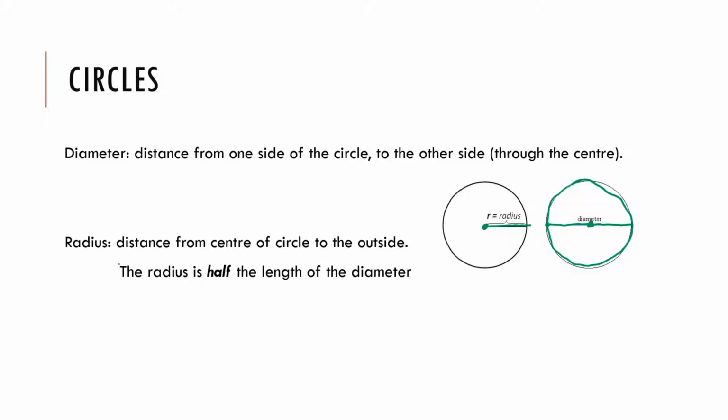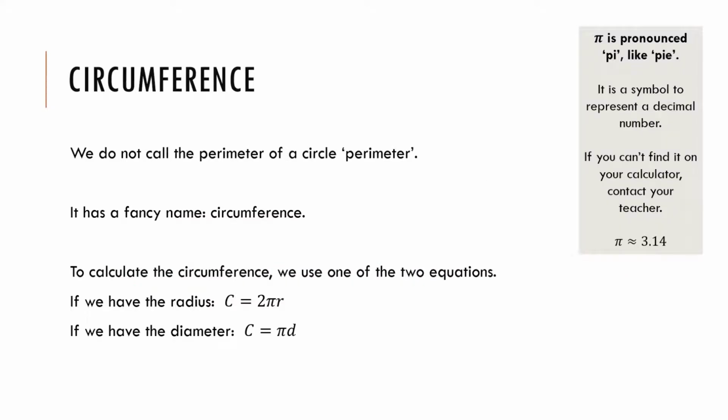So this is a really important fact here, and that is that the radius is half of the diameter. Diameter goes the whole way along, radius starts in the middle and goes out. And we use these things for our formula to find the perimeter, or something that we call the circumference of a circle. So what is a circumference?